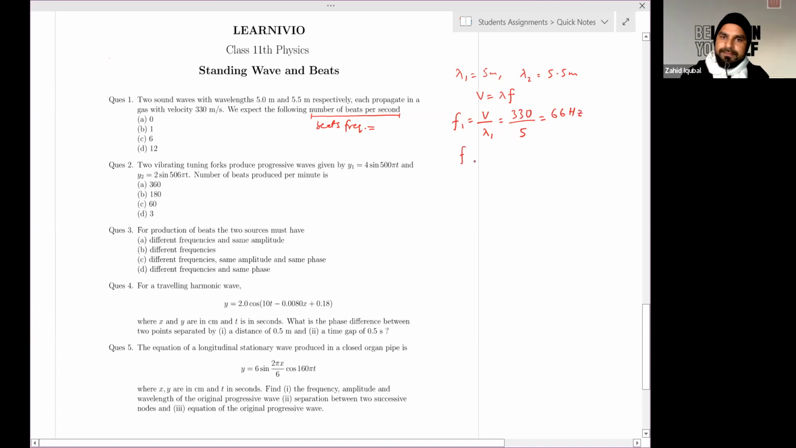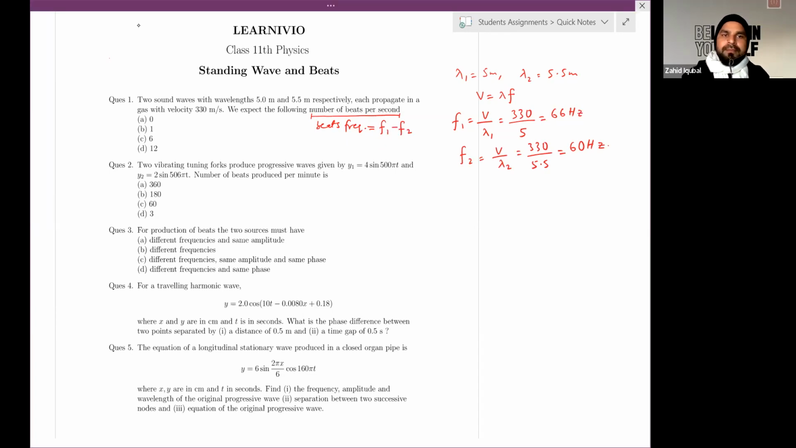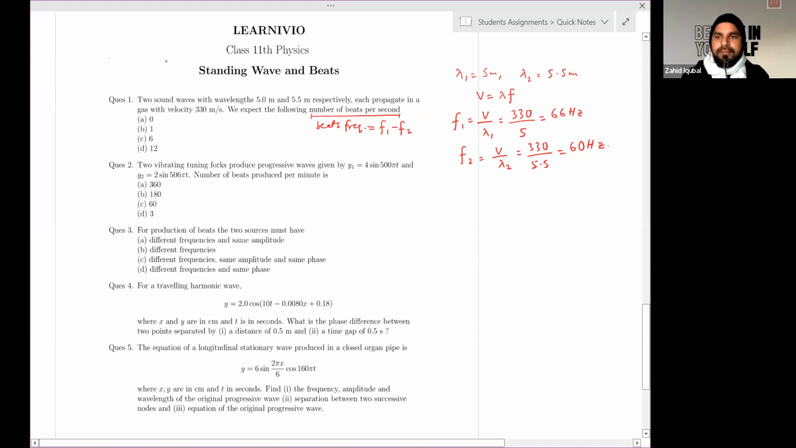Similarly, f2, which is velocity by lambda, velocity is 330 and lambda is 5.5. So if you divide these two terms, you will get 60 hertz. Now beat frequency is nothing but the difference of frequency of two waves, that is f1 minus f2. Just simplify this. Good Yusuf, good Riba, good Atif.